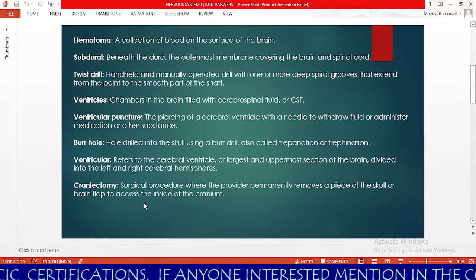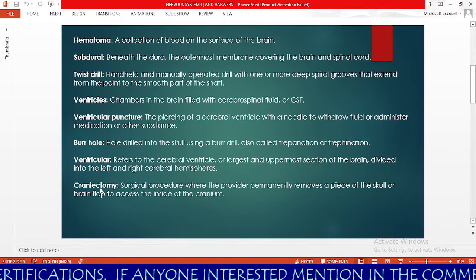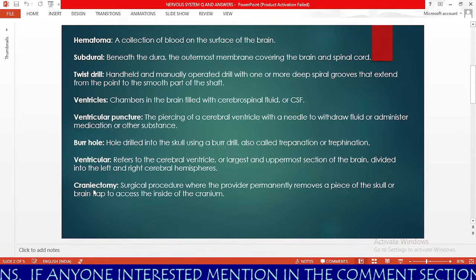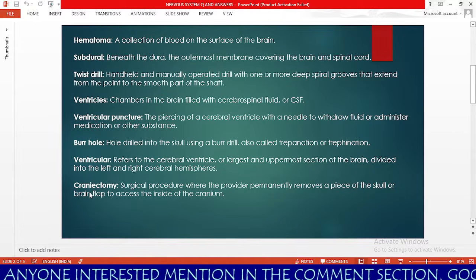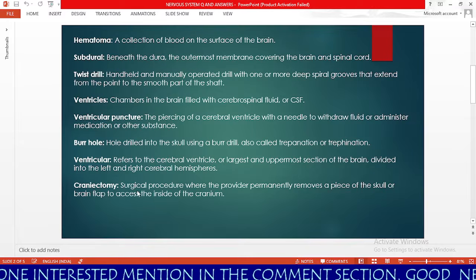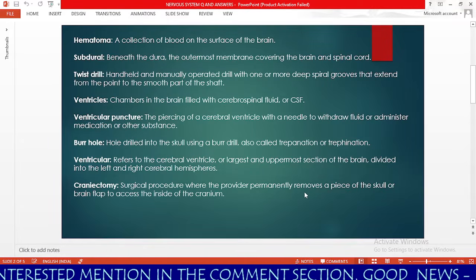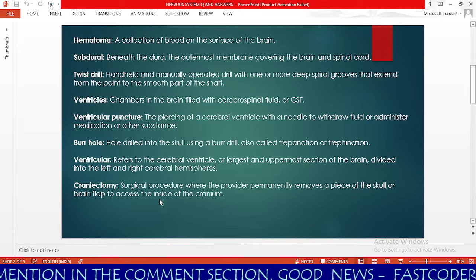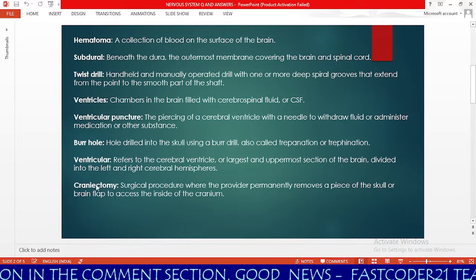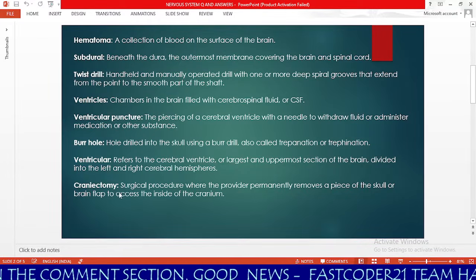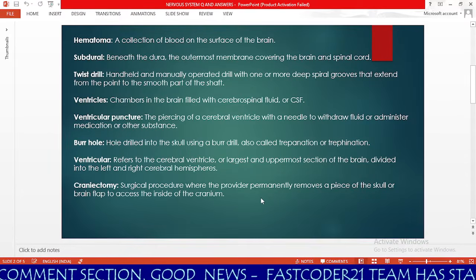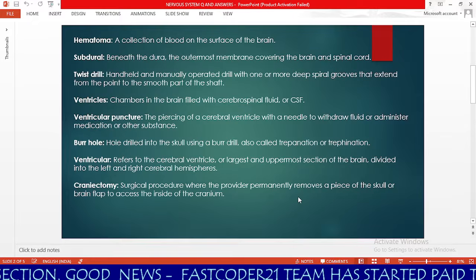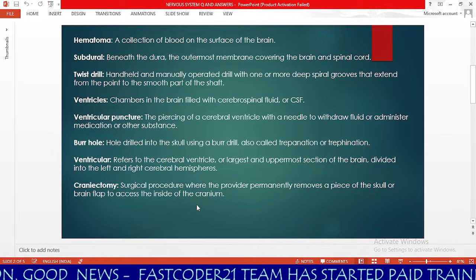So the next one is craniectomy. As soon as you see this one, you need to understand the prefix and suffix. Here the prefix is cranio, and ectomy is removal. So, removal of the skull. It is a surgical procedure where the provider permanently removes a piece of the skull or brain flap to access inside the cranium. Here cranio means related to the brain, ectomy means removal. So the physician will remove a piece of the skull in order to perform a procedure on the cranium.